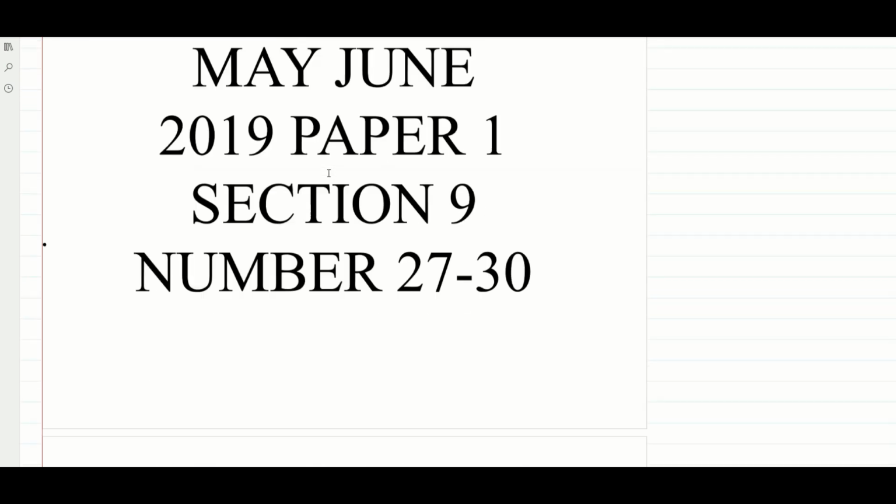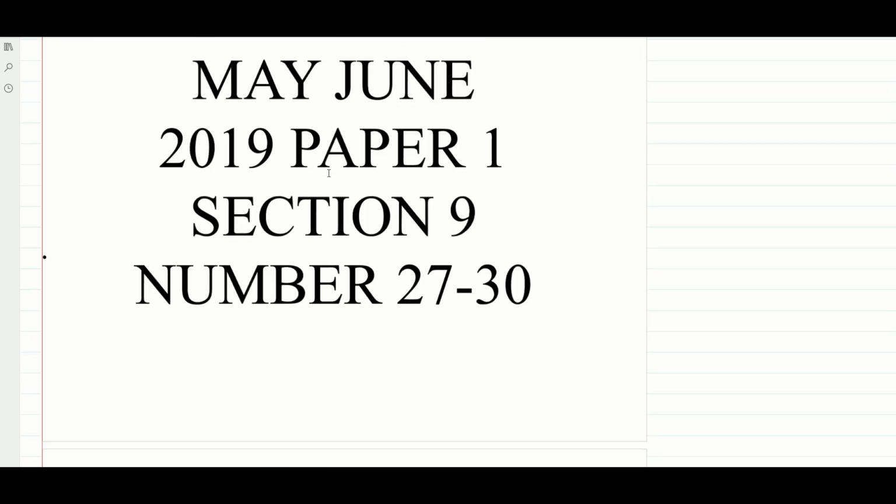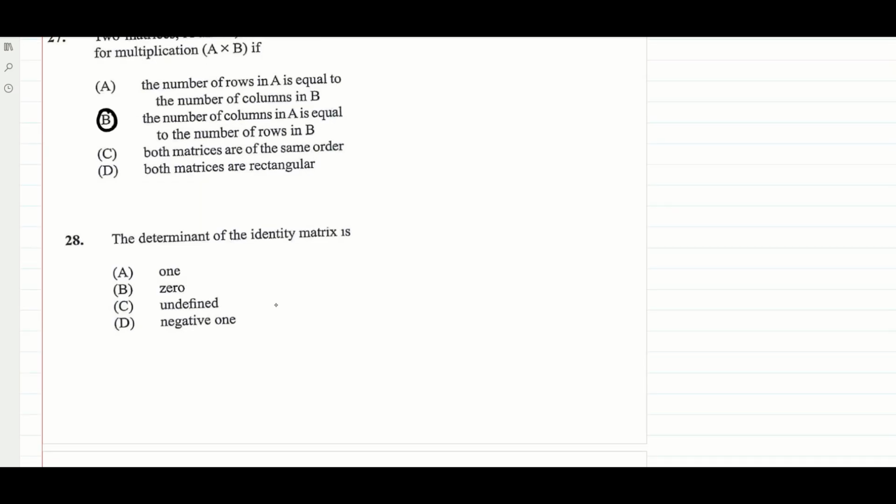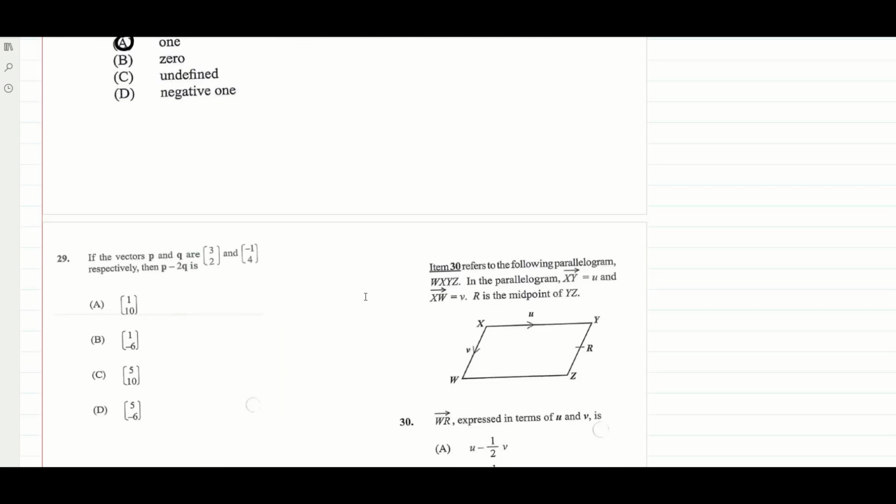Right, let's go to the next year. This is May, June 2019, paper 1, number 27 to 30. Two matrices A and B are conformable if the number of columns in A is equal to the number of rows in B. Right, remember that is what I was doing above, right? The determinant of identity matrix is always equals to 1, okay?